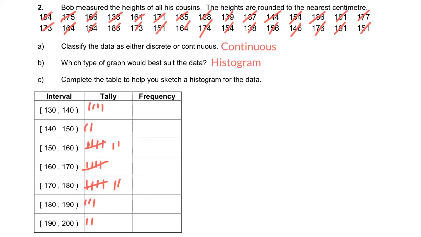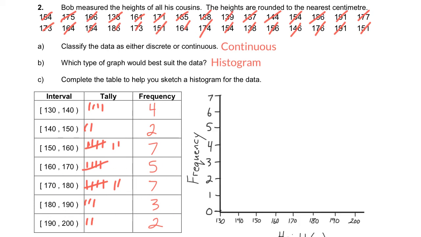So once I have tallied up all my heights, I can complete my frequency table. So I've got 4 heights between 130 and 140, 2 heights between 140 and 150, 7 heights between 150 and 160, etc. Now I can set up my axes. So on my x-axis, that's where I'm going to have my heights. And on my y-axis, that's where I'm going to have my frequency.